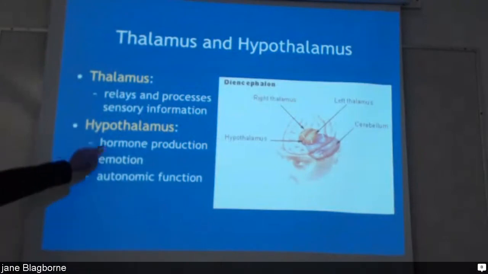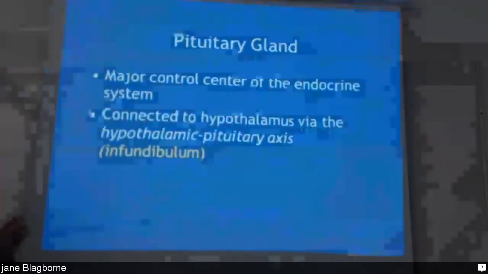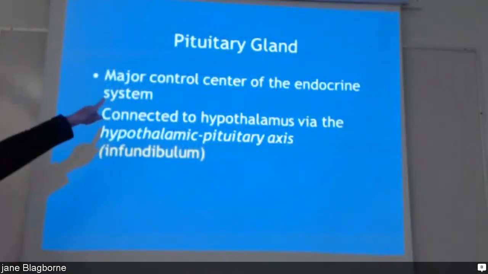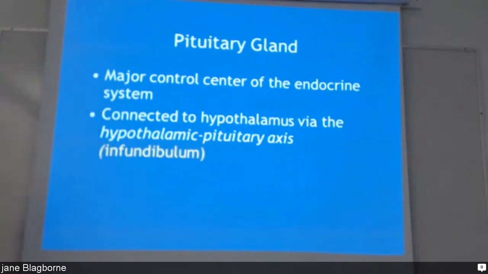So you see the hypothalamus is the hormone production, but it's being controlled by the pituitary gland. It's telling it what to do. When we get into the endocrine system, we'll be talking a lot about the pituitary gland again.